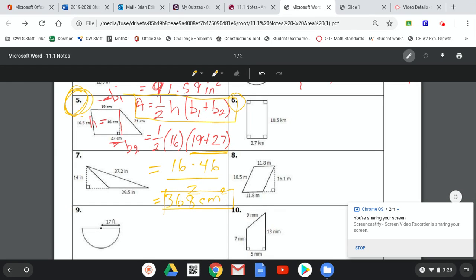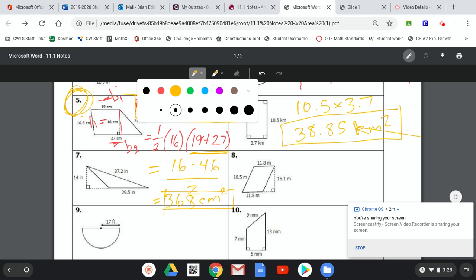We're looking at number 6 again. A rectangle, so all we have to do is 10.5 times 3.7, and once we do that, pretty simple. We're gonna get 38.85 kilometers squared. Okay. So that is the answer to number 6.